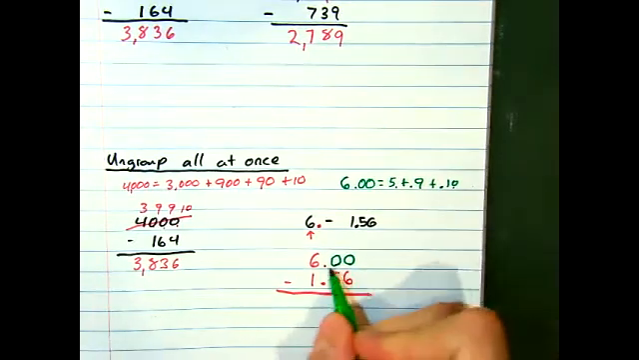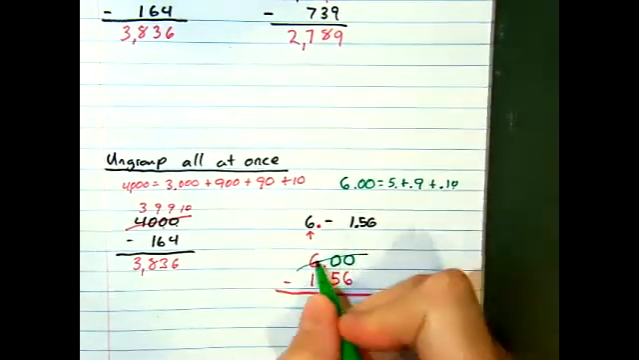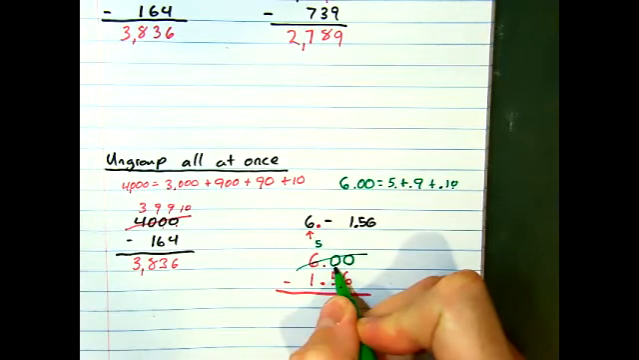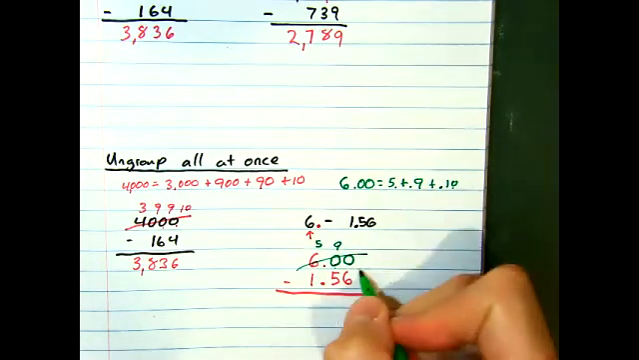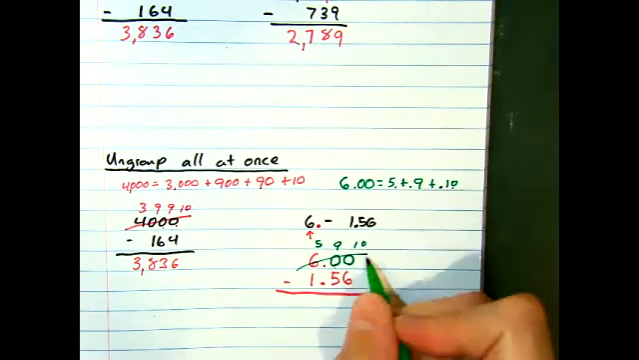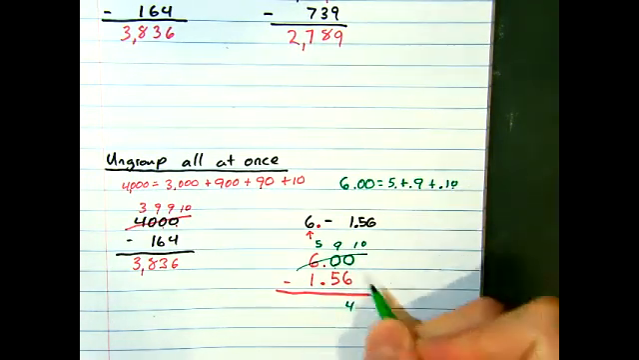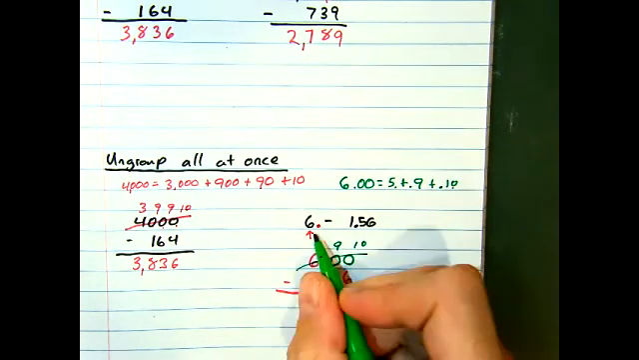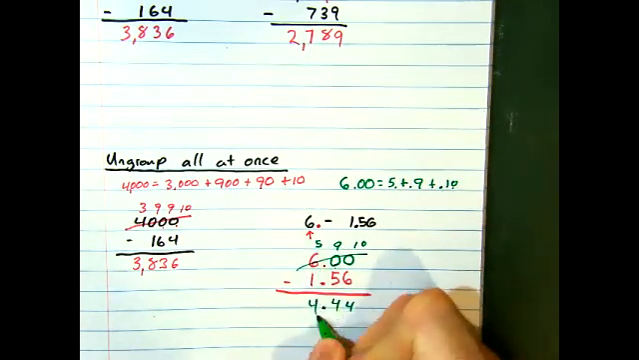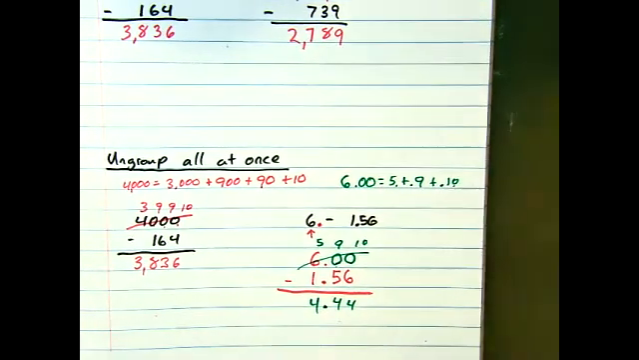All right, so let's borrow across the whole and say our 6 is now a 5. Our tens place is now a 9. Our hundredths place is now 10. 10 minus 6 is 4. 9 minus 5 is 4. Bring down your decimal. 5 minus 1 is 4. So we end up with 4 and 44 hundredths.